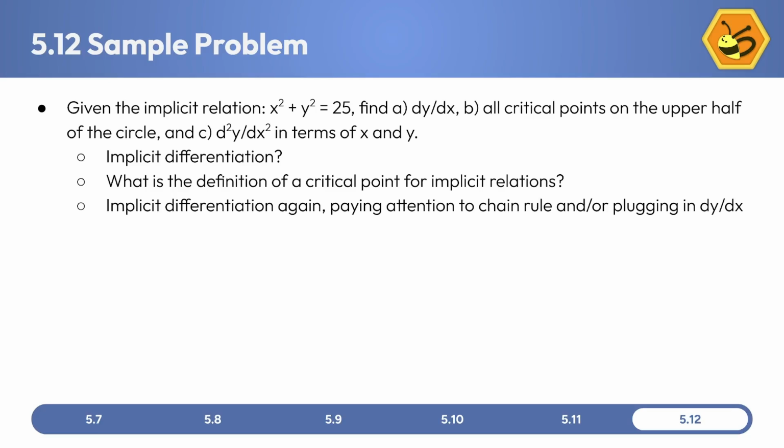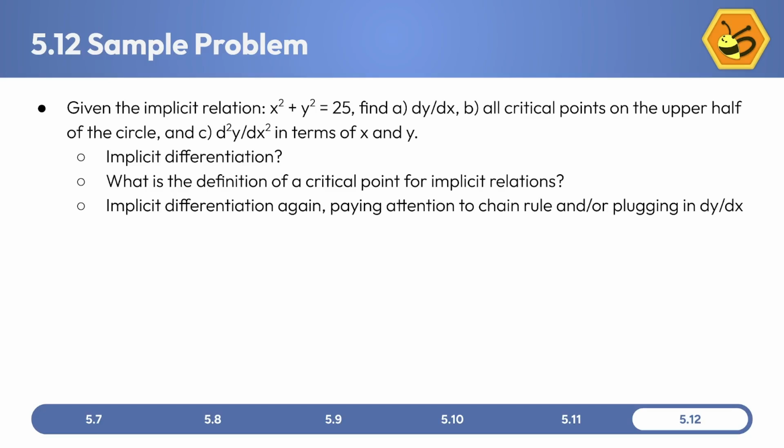Okay, interesting conversation. Yeah, so again, everyone please be working on this problem. Let's end off strong. So you'll need to use your implicit differentiation, so hopefully you remember. Just remember the definition for critical points and implicit relations, and then when you find your second derivative, pay attention to the chain rule, and then you can re-plug in dy dx if needed.